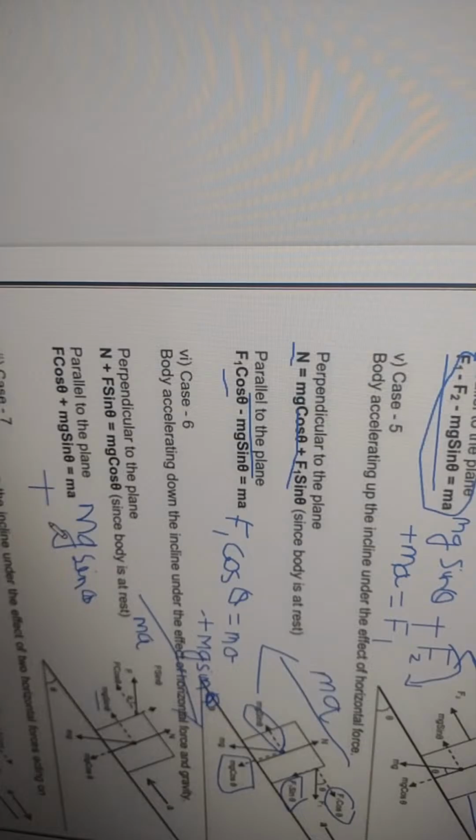plus F cos theta is equal to MA. MA is in the opposite direction, ma इस direction में, तो equal to ma आ गया. So we just got the same equation. ये equation आ गई हमारी parallel to the plane.